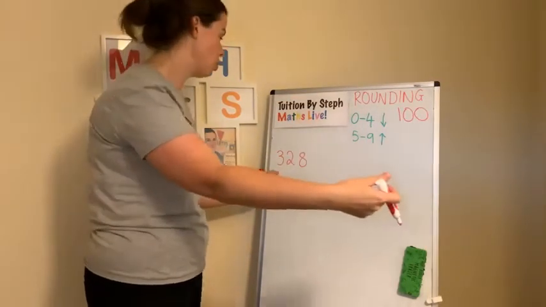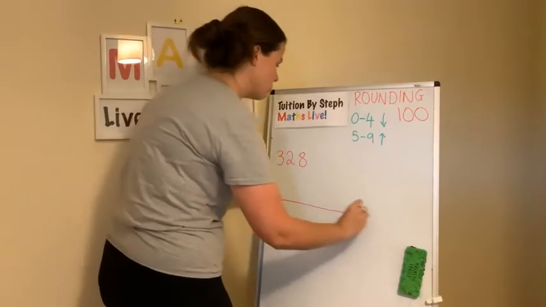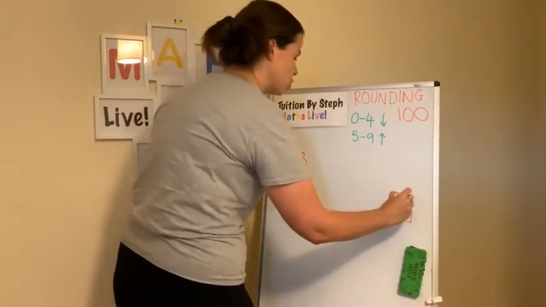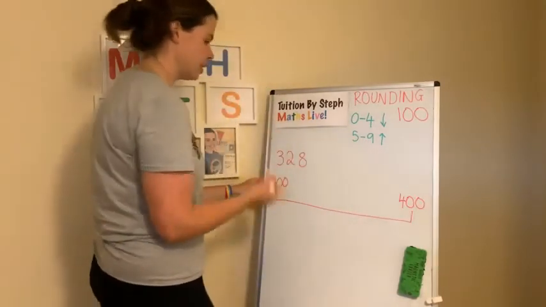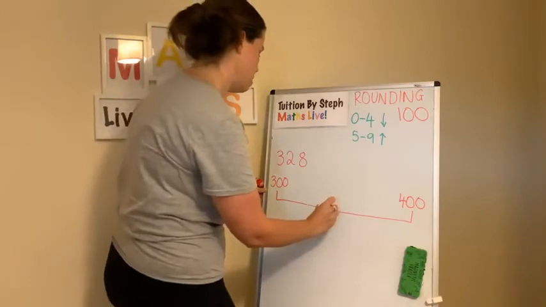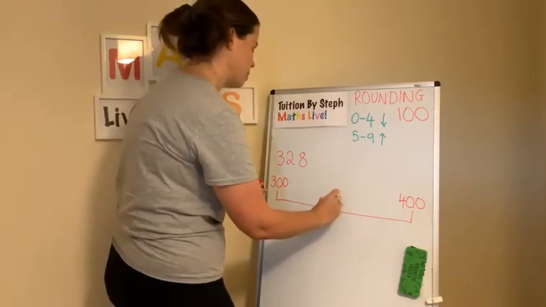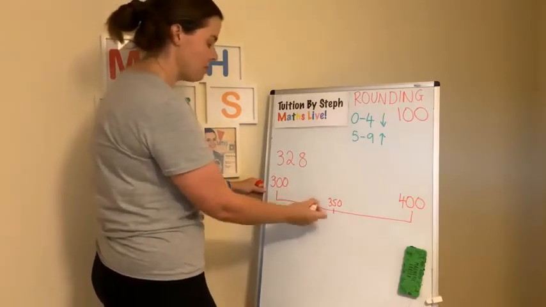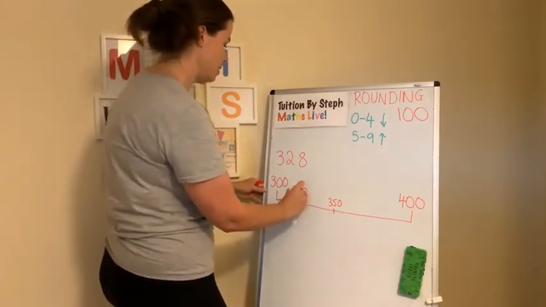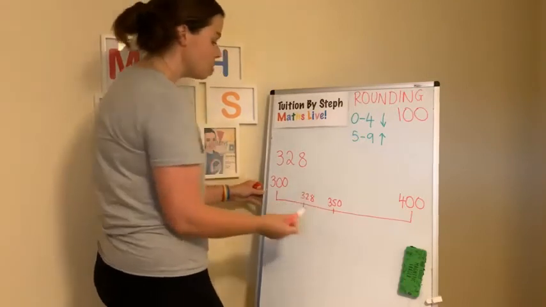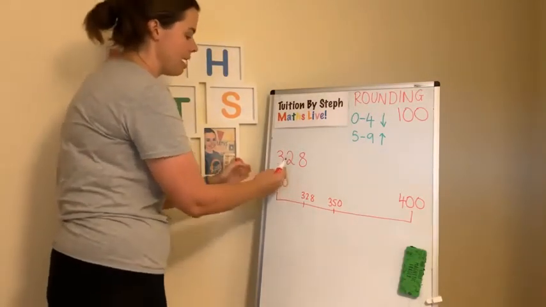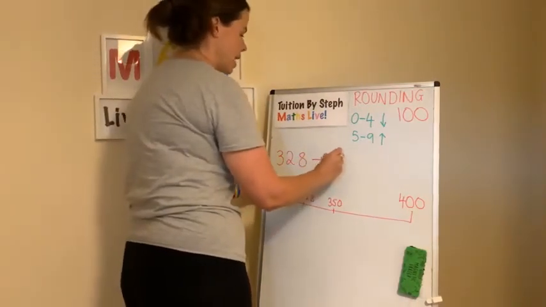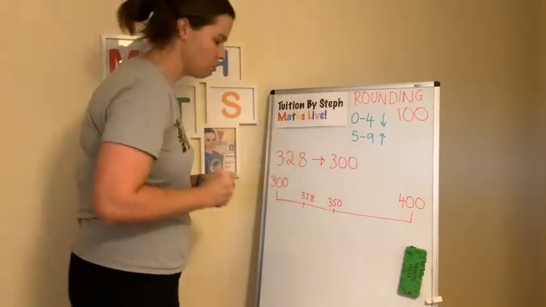The next 100 is 400. So if we've got a number line, we're currently in the 300s. The next 100 along would be the 400s. If we did what I did at the start of the lesson, I found halfway, which is here, and 328 is in between 300 and 350, about there, I'd say. So you can see visually 328 is a lot closer to 300 than it is to 400. So the answer is 300.